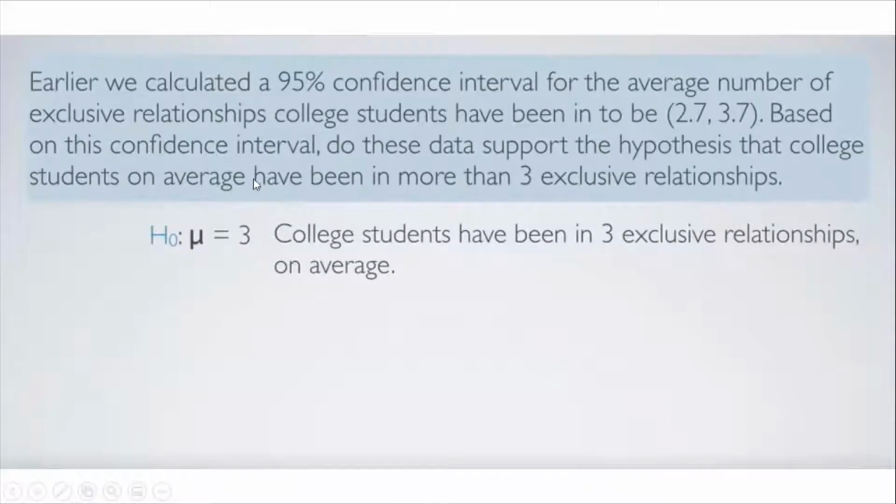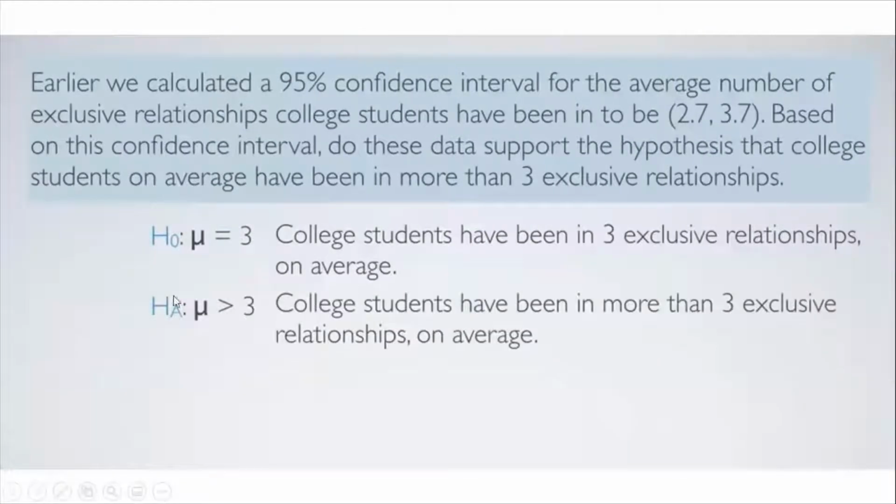So what is our null hypothesis? Our null hypothesis is that college students have been in 3 exclusive relationships, so our mean is equal to 3. And then what is our alternative hypothesis? What we want to prove is our alternative hypothesis, which is mean greater than 3.